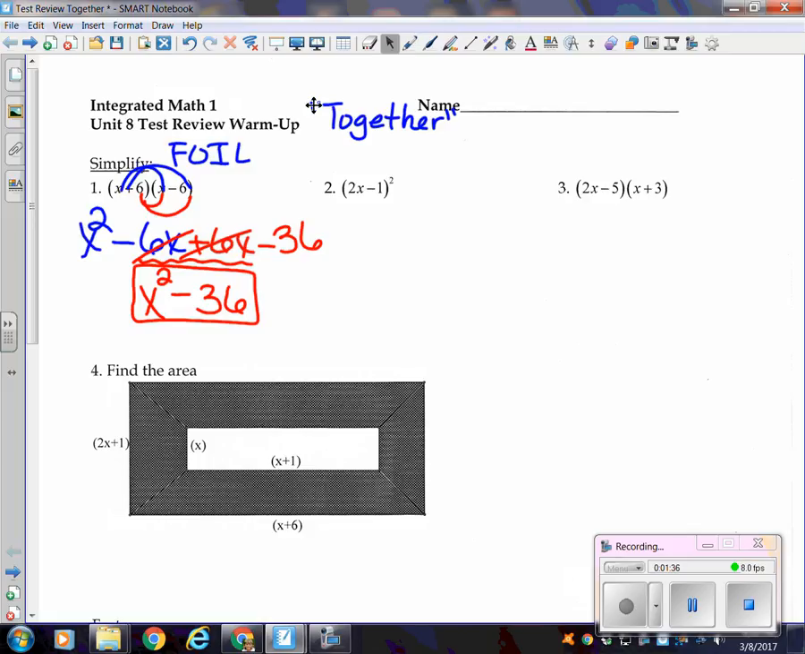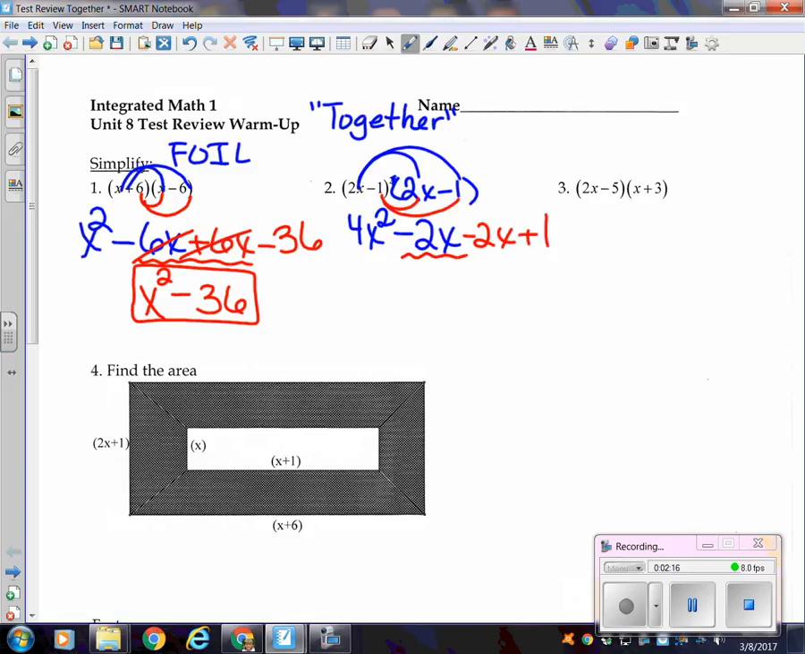Number two, the easiest thing to do is to know that that really means you have two parentheses exactly alike. So what I usually do is I just mark this one out and draw another set of parentheses and put the same thing in them, in this case, 2x minus 1. And I'm simply going to do the FOIL method. 2x times 2x is 4x squared, because you add exponents on your x's. 2x times -1 is -2x. And then -1 times 2x is -2x, and -1 times -1 is +1.